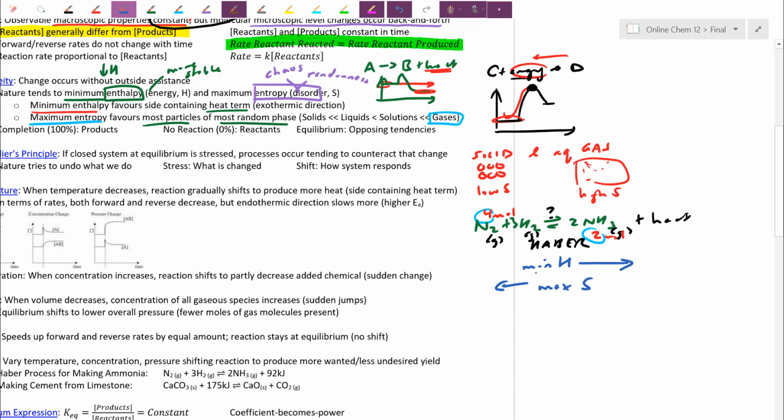In this case here, when there's competing features, I do want to go forwards because that side's more stable than me, but I sort of want to stay on this side because I'm more chaotic and more messy on this side. Anytime they compete against each other, they're going to end up in equilibrium. So that's the opposing tendencies.